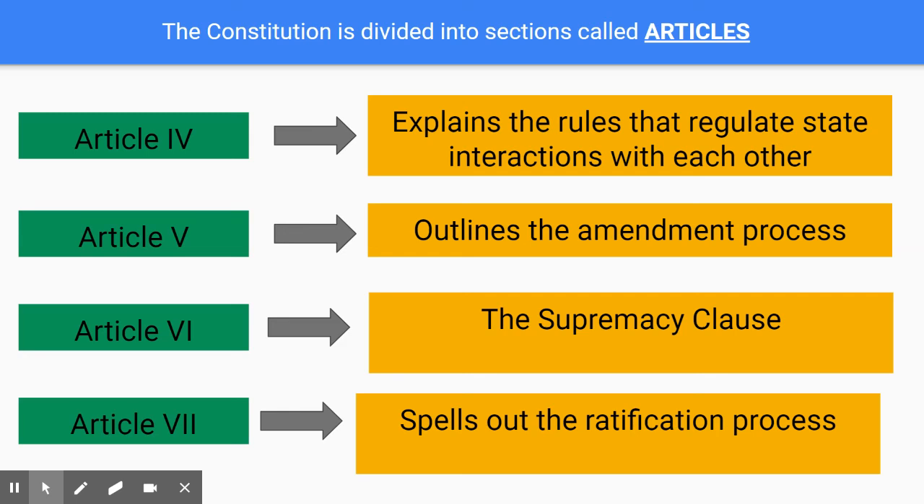So this is the basic setup of the Constitution, and we'll spend the rest of the year looking at these parts and how they relate to individual parts of the government.